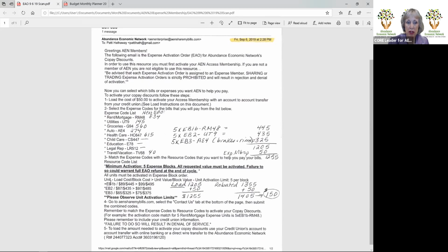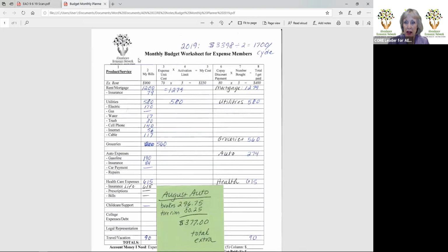So here's what you need to know. These are very specific to me. I'm looking at this, and the minimum activation is 5 expense blocks. So I'm going to do 5 of each of these because I want to max out this expense activation order. I know 89 times 5 is 445. So I look at the bill that's 445. Well, my bills, if you remember my budget, are way higher than 445 in almost every case. So I'm going to have to divide these out.